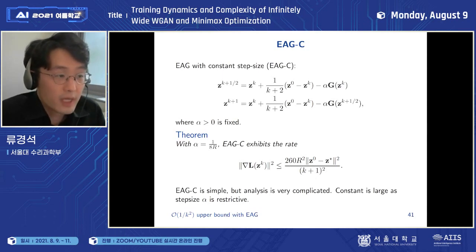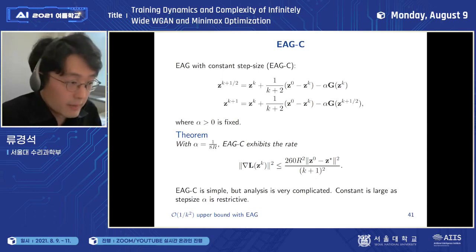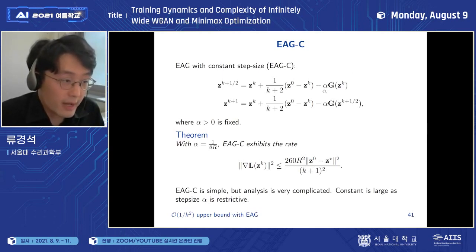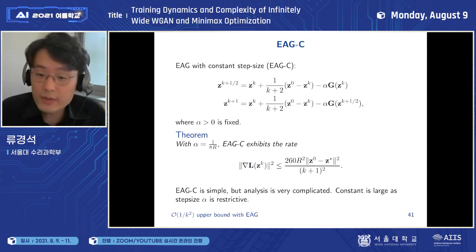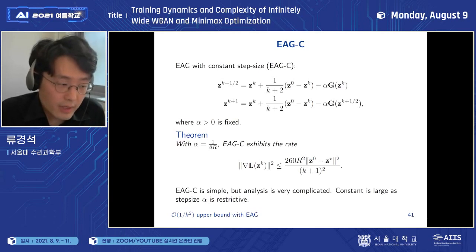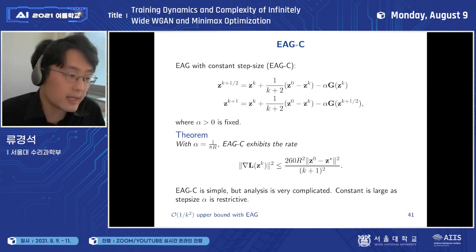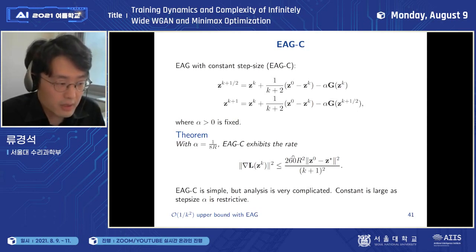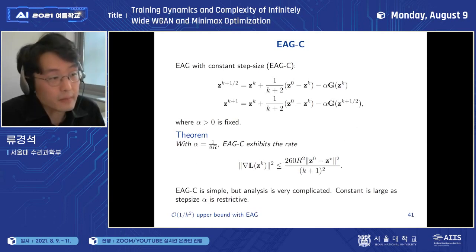So the EAGC algorithm is simple because the step size alpha is not iteration dependent. But it actually turns out that the analysis is very complicated. The calculations are quite arduous and not at all simple, but we just did it. The analysis is complicated, but another issue is that the constant 260 is quite large, and the allowable step size range is somewhat restricted.